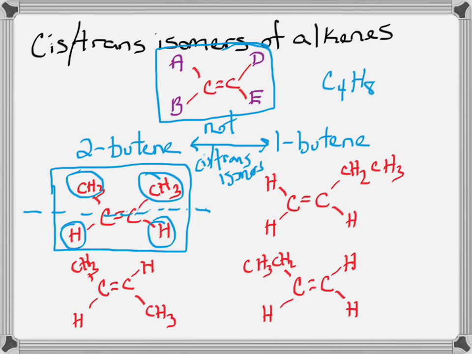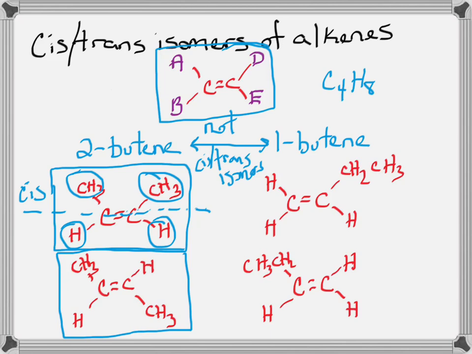If the H's are on the same side, that is cis. If the H's are on opposite sides of the track, that is trans. So this molecule right here is cis, C-I-S, cis-2-butene. Now let's look at the bottom molecule in the 2-butene column. Again, I've named it as 2-butene, but because it's an alkene, I have to check to see if it has cis-trans isomer possibilities.